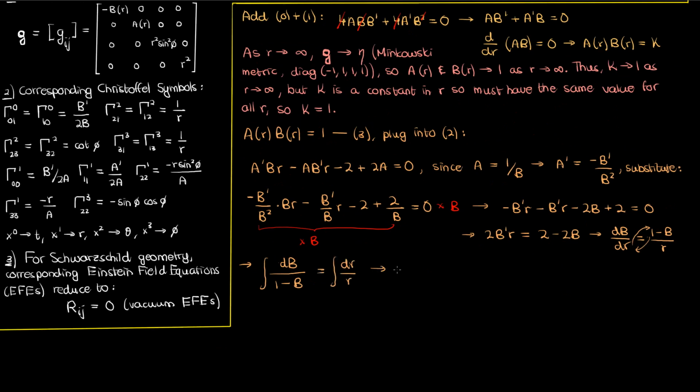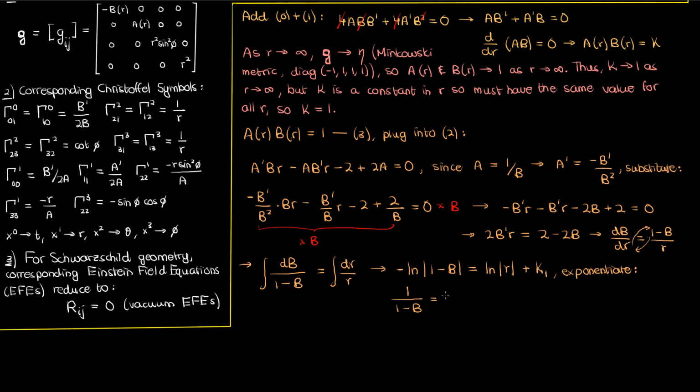We then integrate both sides to get the negative of the natural log of 1 minus b. There's a negative out front because the b has a negative sign, so we need to take that out. On the right, we get the natural log of r plus some constant I'll call capital K1. We'll then exponentiate both sides to get 1 over 1 minus b on the left, because when you take the negative inside the natural log, you get a power of negative 1 on your 1 minus b.